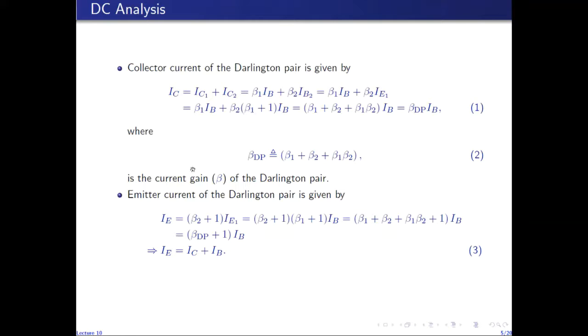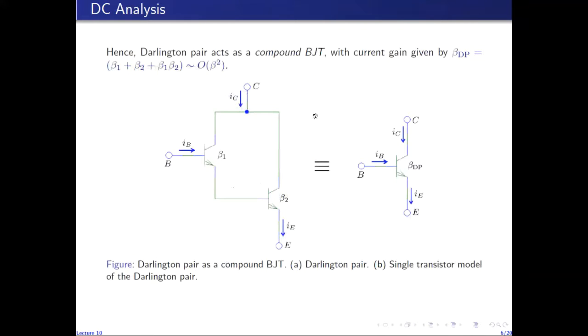So from these equations, you can see that this equation relates the collector current to the base current through the beta of the circuit. This equation relates the emitter current to the base current through beta plus 1, where beta is the current gain of the overall circuit. And then we get a transistor-like equation here as well, that the emitter current is equal to the collector plus base current. So these three expressions allow us to replace this Darlington pair circuit with a single transistor model, which is also called the compound BJT. So this BJT represents the direct coupling of these two transistors.